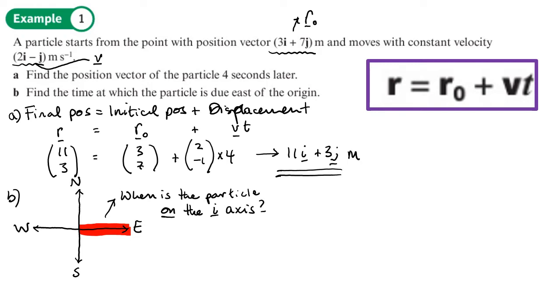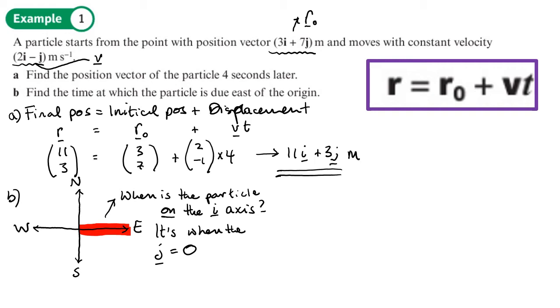Well, it's on that axis when the j part of its position is 0, because anywhere on here is going to be something i, 0j. So basically it's when the j component, or the j part, is 0. So what we need to do is to work out a final position where the j part is 0.